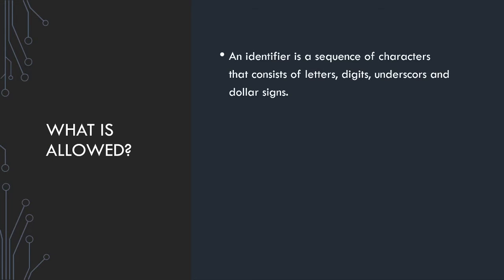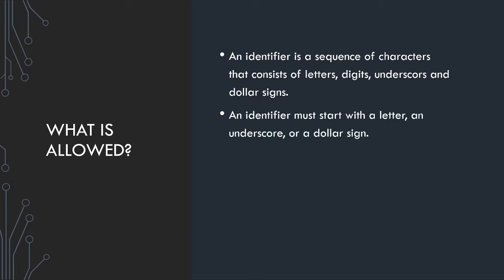An identifier is a sequence of characters that consists of letters, digits, underscores, sorry, I mistyped, and dollar signs. An identifier must start with a letter, an underscore, or a dollar sign. See, this is how you're supposed to spell underscore. I got it incorrect. And also, identifiers can be of any length.